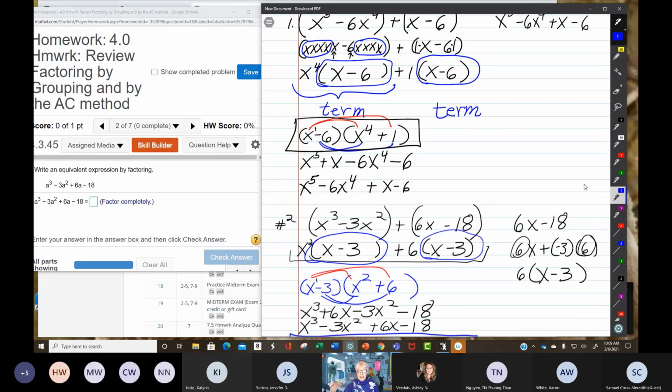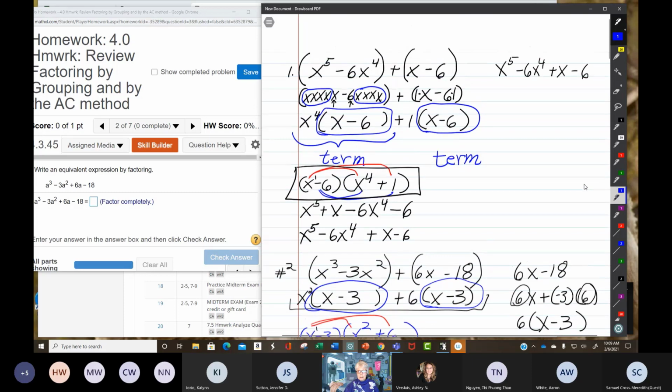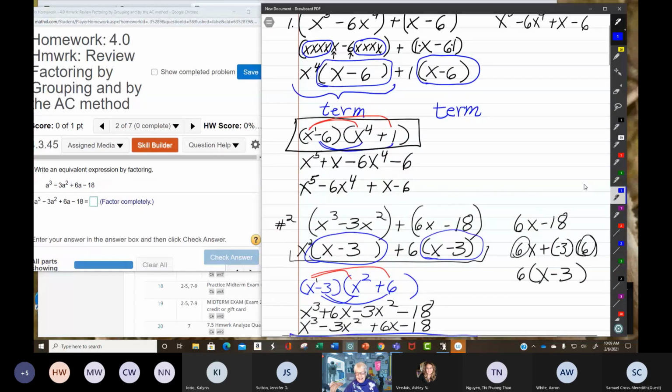Any questions about these two problems? Notice, all right, both problems have 4 terms each. I group the first 2 terms together. I group the second 2 terms together. But the important thing is to have a plus in the middle. We must always have a plus in the middle.